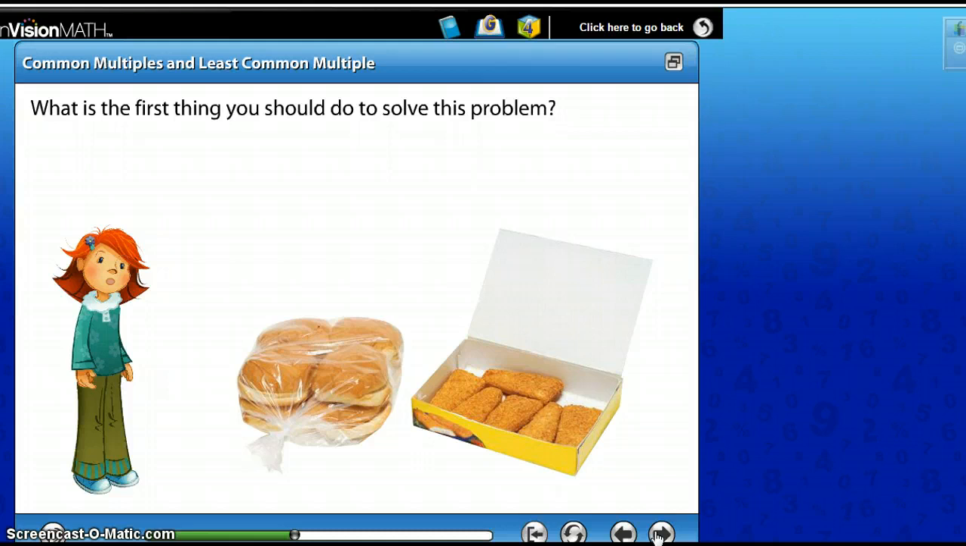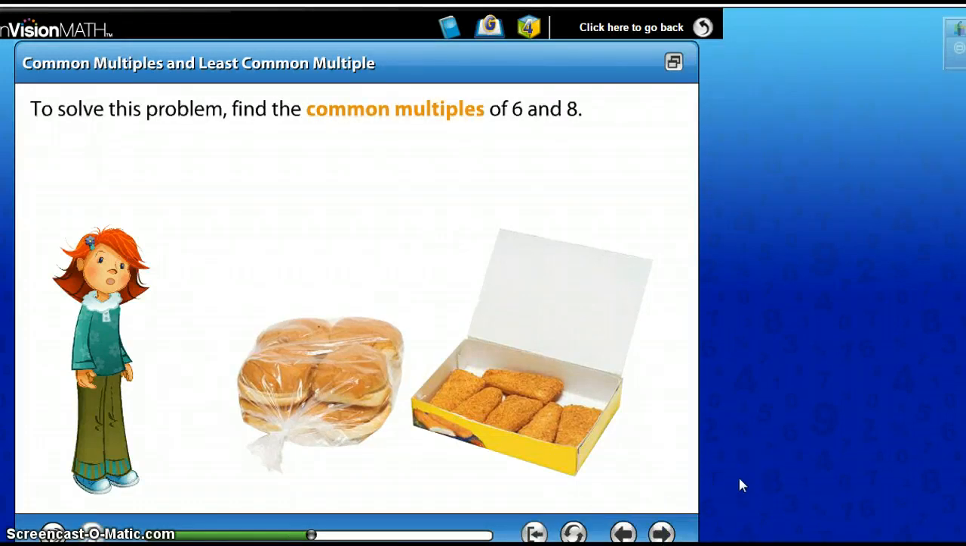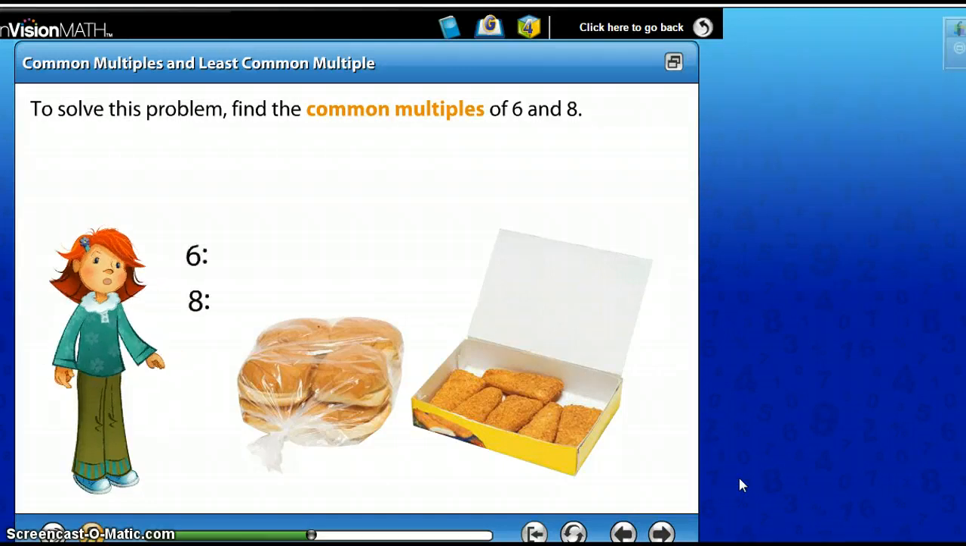What is the first thing you should do to solve this problem? What do you think, Butch? How many fish fillets and buns are per package? To solve this problem, find the common multiples of 6 and 8. Okay, so let's assume we know. We can tell that there's 4 on the top, right? So that means there's how many on the bottom? There's 4 on the bottom, for a total of 8. That's where we get our 8. And then we can count and see that there are 6 that come in each package, right?